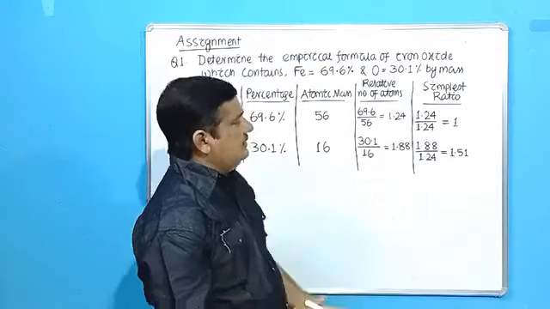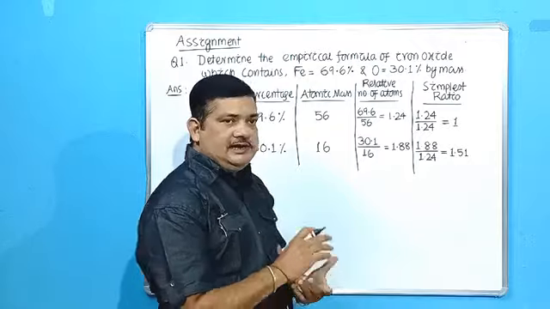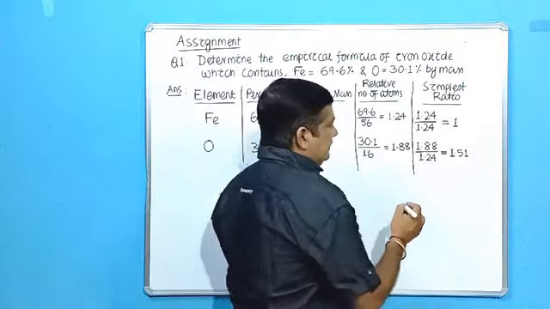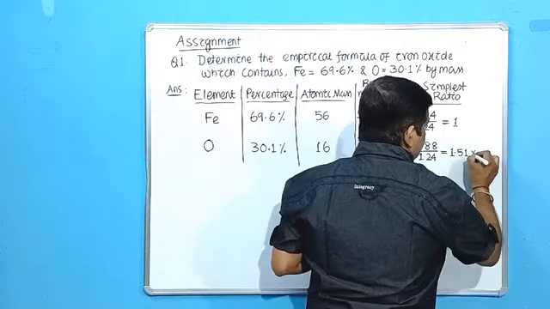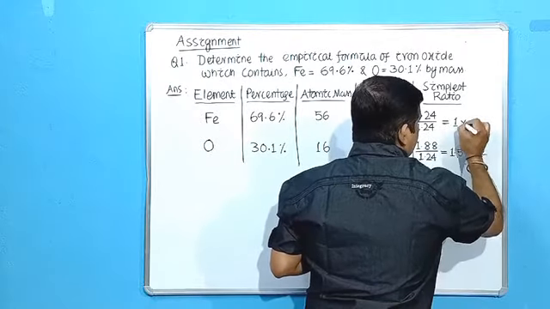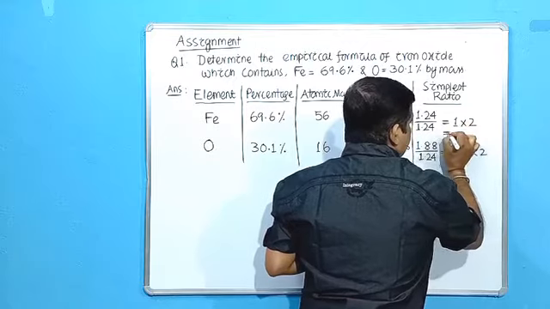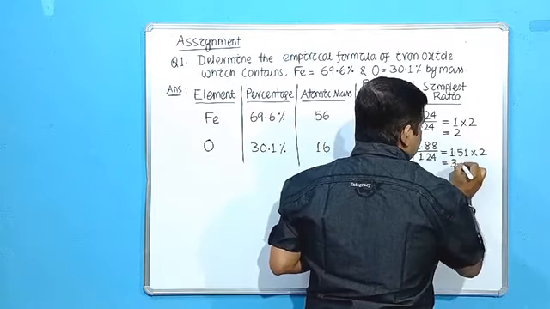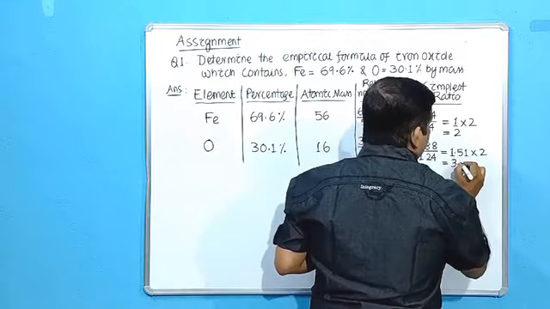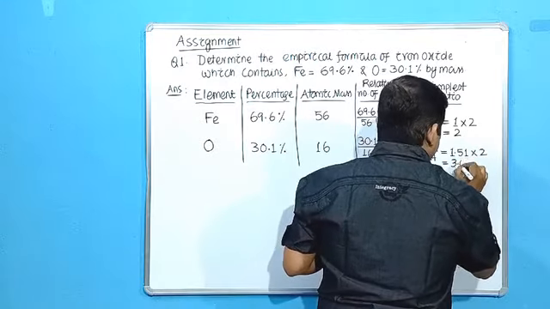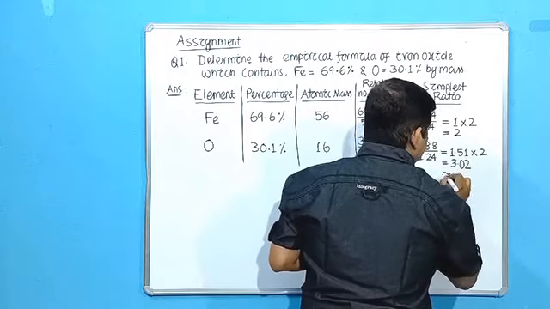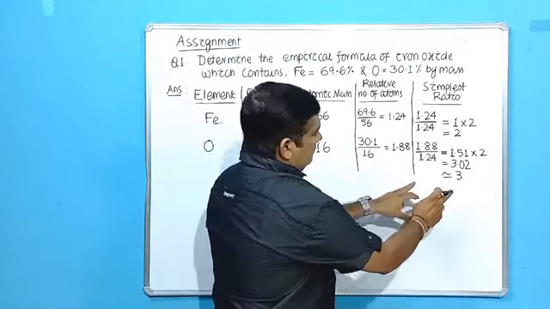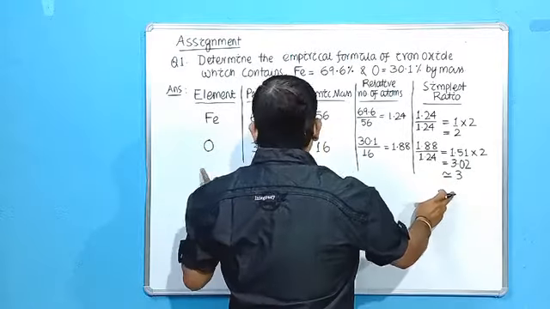Then you have to convert it into simplest ratio. So when it is 1.5, it cannot be 2, it cannot be 1. So what we need to do? Now it has to be multiplied with 2. It becomes 2. It becomes 3.02. That means almost equal to 3. Okay. Now this is the simplest ratio.